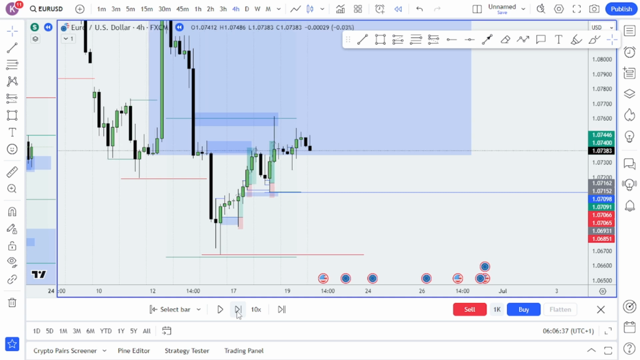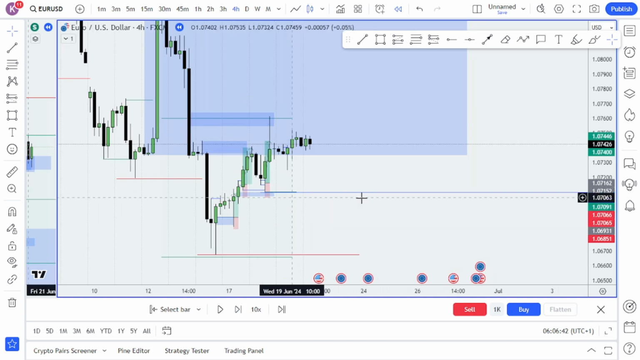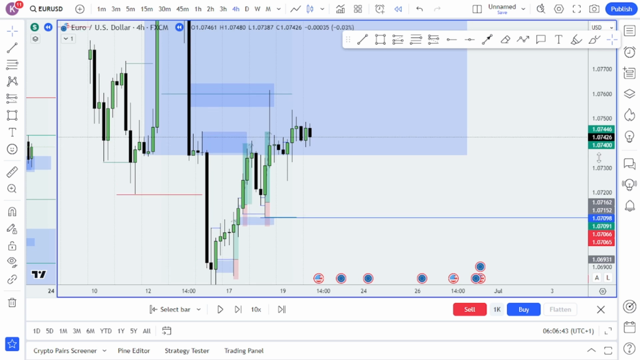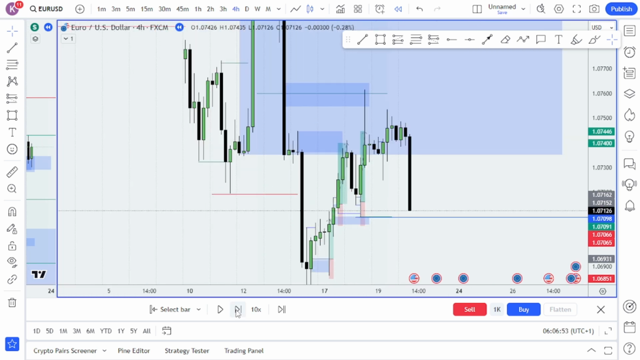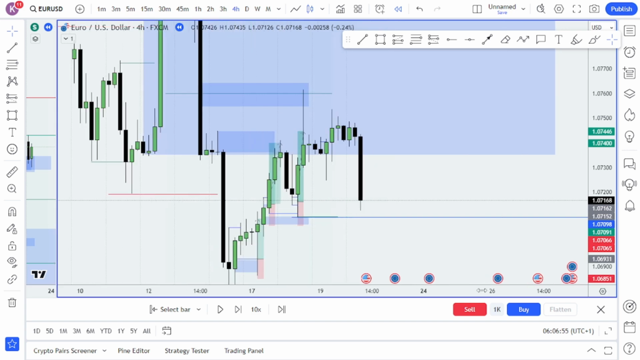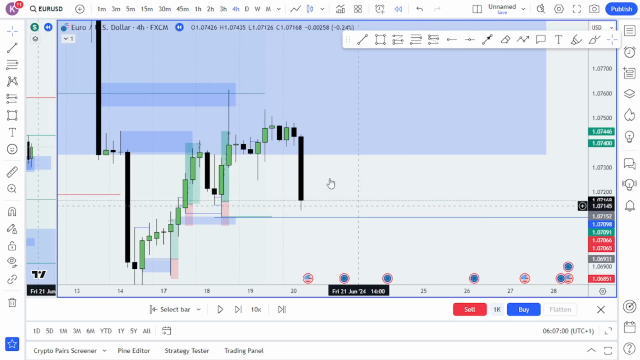So if you play this, where's the draw going to be? DXY is up, Euro USD is just down, literally just down. Price has to go down because DXY is going to go up. Now if you see, exactly what I'm telling you, DXY is going to pump up because of where the draw is now.